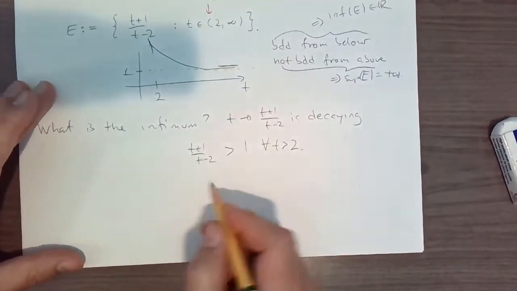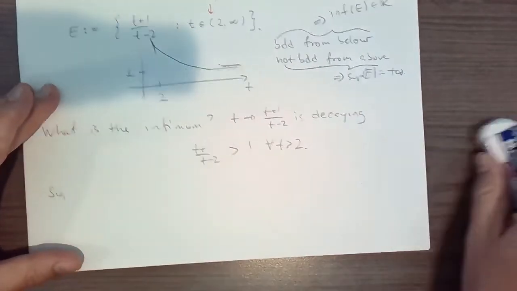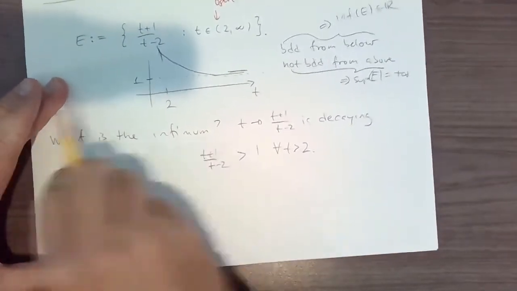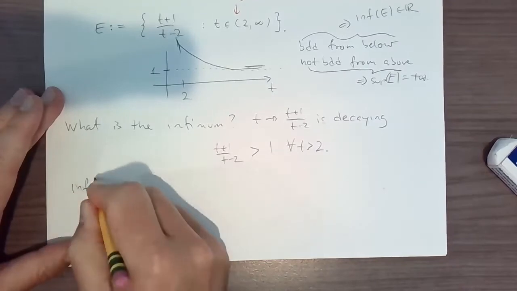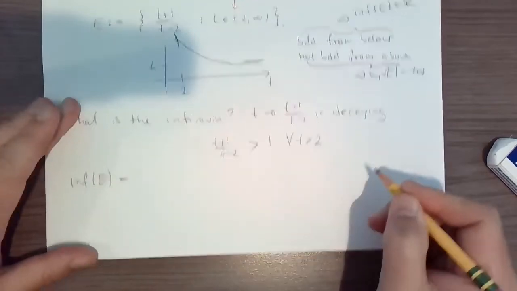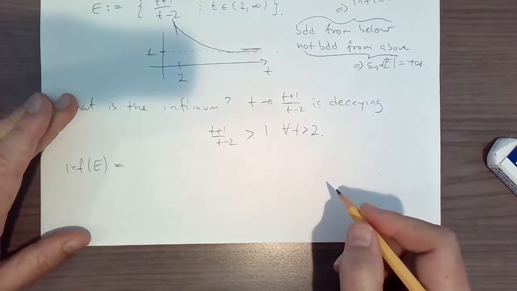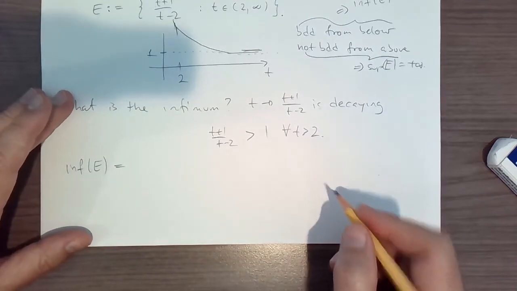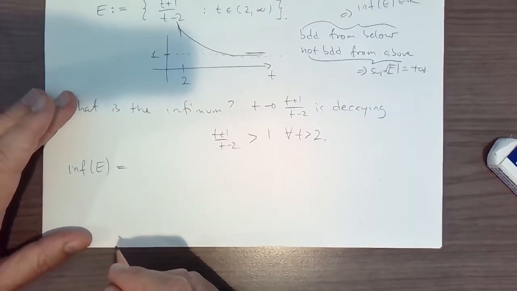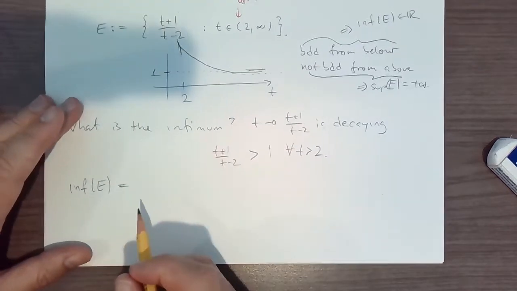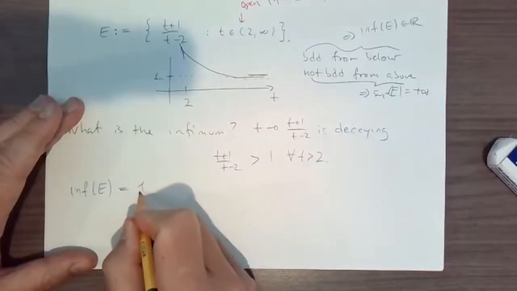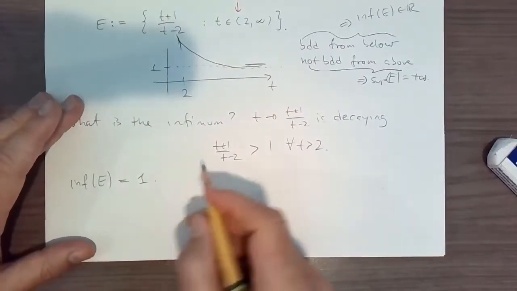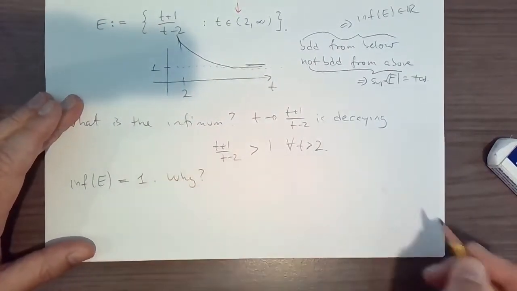So what are we guessing? We're guessing the infimum. We already dealt with the supremum, that was infinity. What about the infimum? The infimum is going to be what? Is it 1? That's going to be the 1, right? One could ask you why.